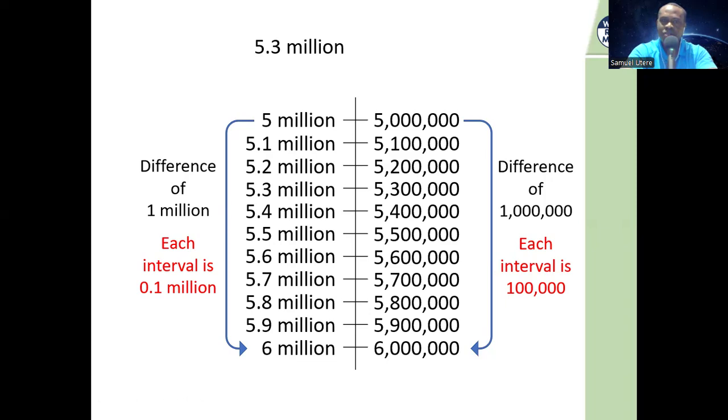Well, what if I told you, what is 5.35 million? How would you read that? That's something for you to think about, but it shouldn't be difficult for you to do this by now. So 5.3 million is 5,300,000.